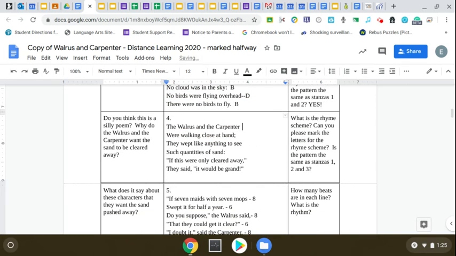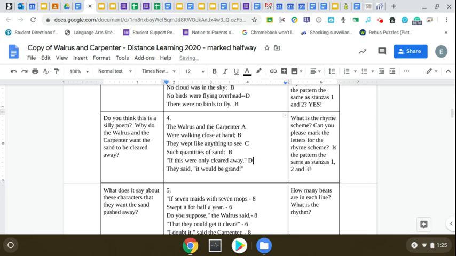The walrus and the carpenter, I'm going to put an A there, were walking close at hand. Oh, that's a B. Why, they wept like anything to see. C doesn't rhyme with things, so that's a C. Such quantities of sand. Oh, I can already see the pattern reappearing.